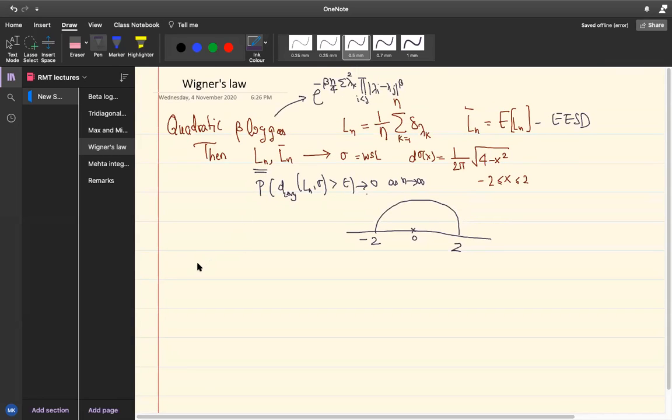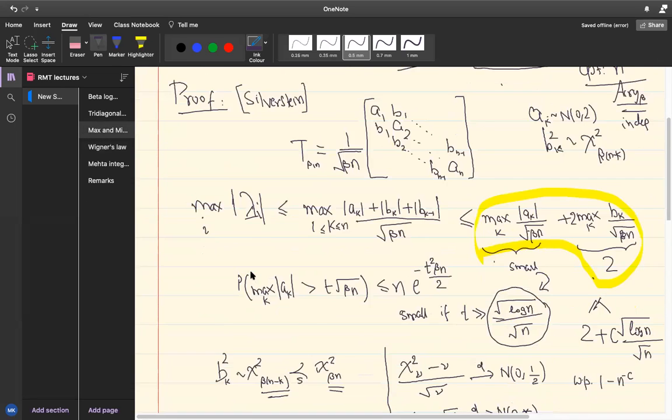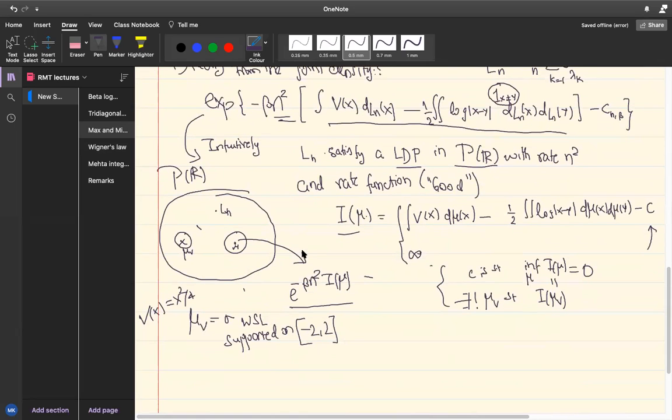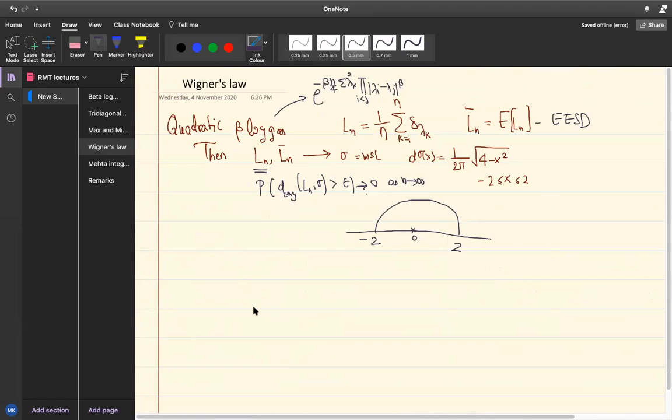As I said a moment ago, if you go through this method directly from the density, you will end up with this weighted potential problem. You have to minimize this energy, and then you get the semicircle. The semicircle appears as the unique minimizer of this energy function when you take V of x to be x squared. It will appear in a very different way from the tridiagonal random matrix. That's what I want to show now: how do you get this from the tridiagonal random matrix?